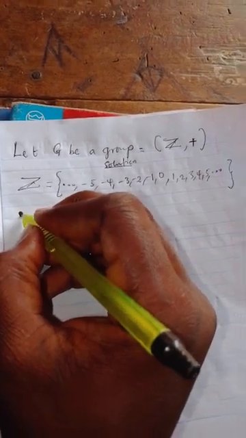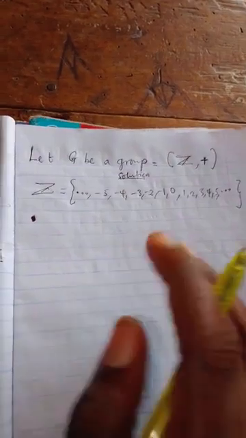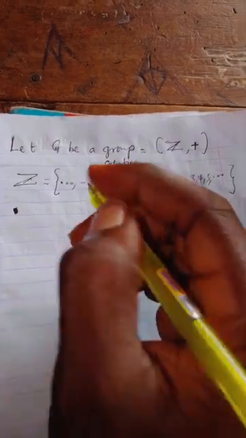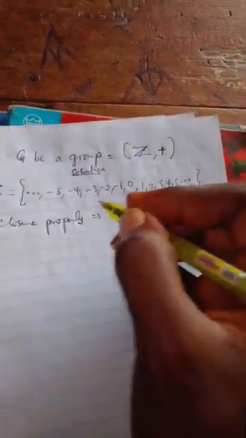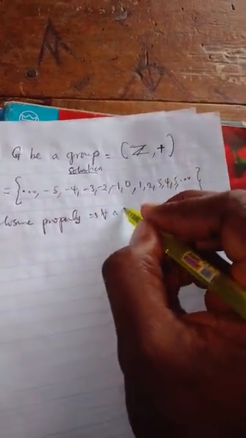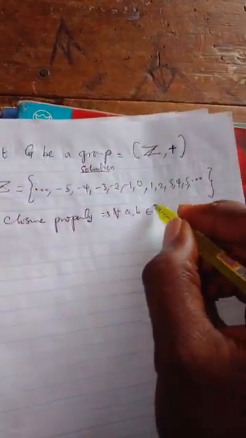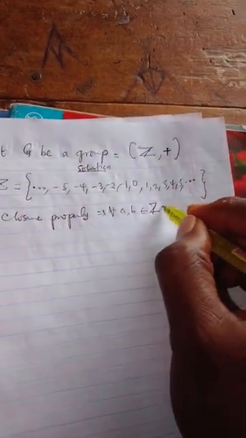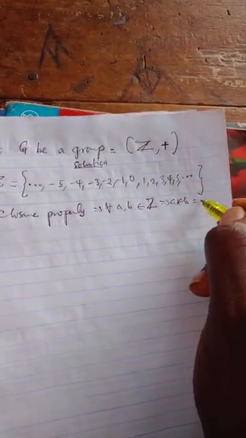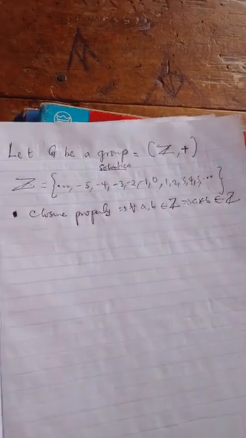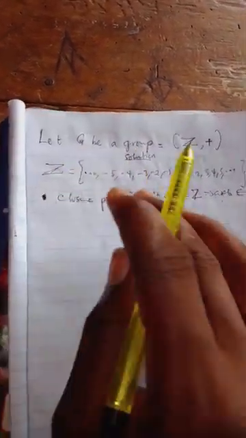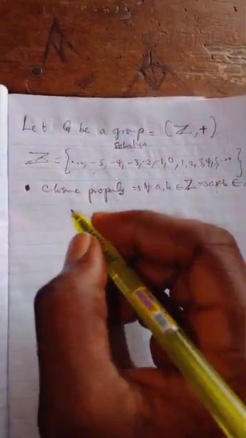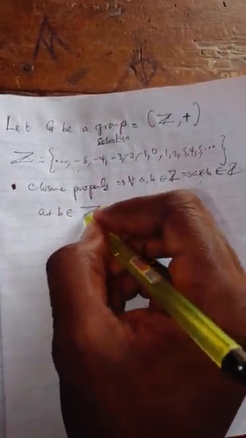For you to check whether it's a group, you must undergo all those processes, all those axioms. So the closure property, let's check whether it holds or not. It implies that for all a, b, members of the set of integers, a asterisk b is a member of the set of integers. Now the operation here is plus, not asterisk again. So I'm going to take two elements from this set of integers. Are you following me now? So I'm going to have a plus b. Will it be a member of Z?